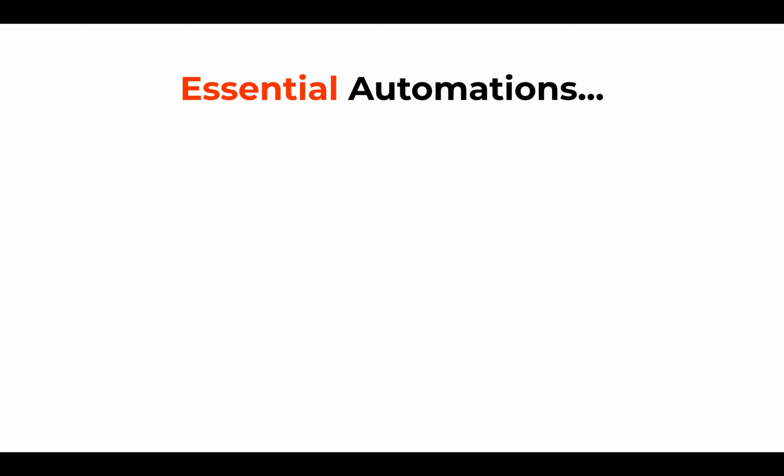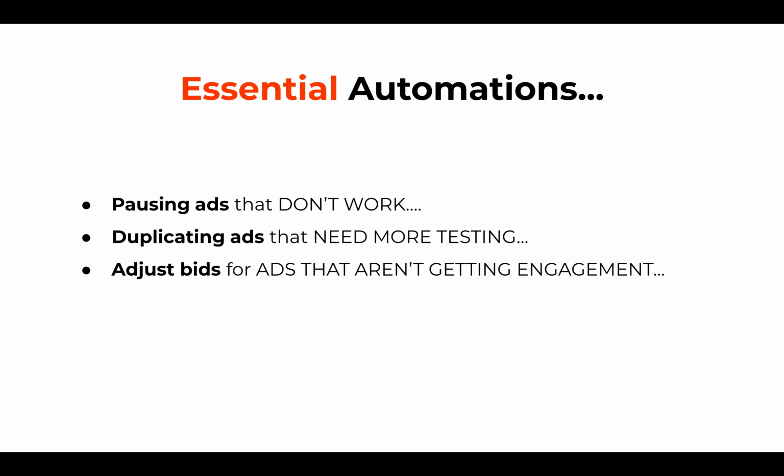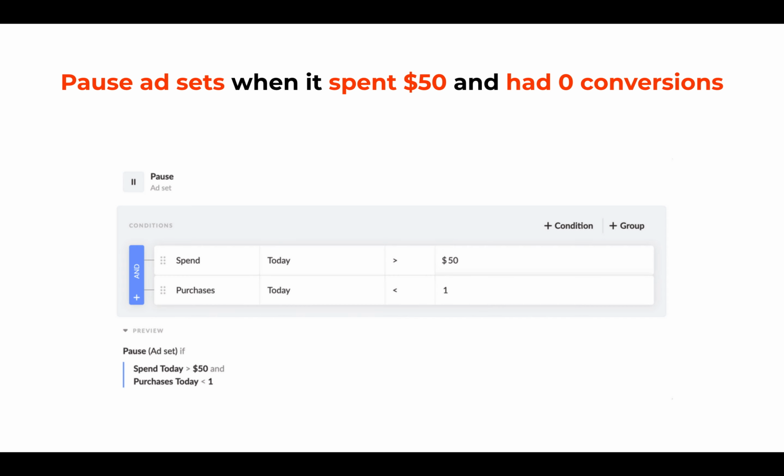So some essential automations that you want to set up when you're thinking about automation is pausing ads that just don't work, duplicating ads that need more testing, adjusting bids for ads that aren't yet getting engagement, increasing budget for profitable ad sets. So let's take a look at some actual automations that you might set up for these different use cases. Pausing ads that don't work.